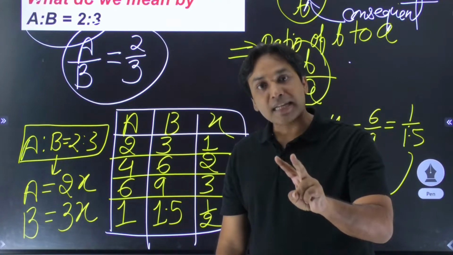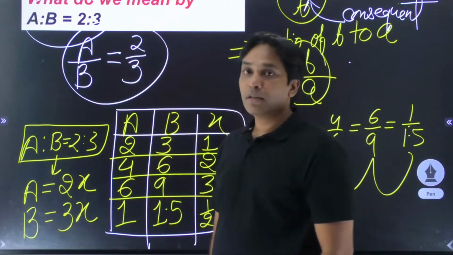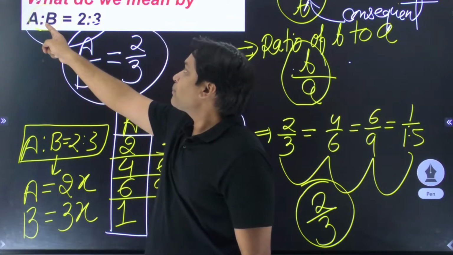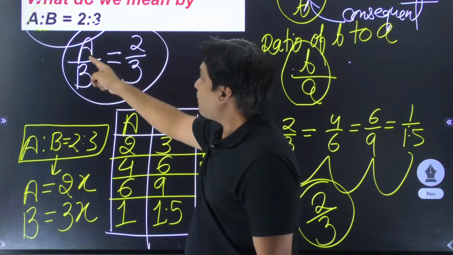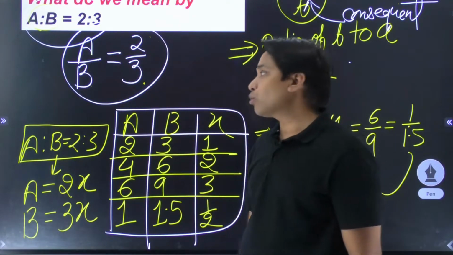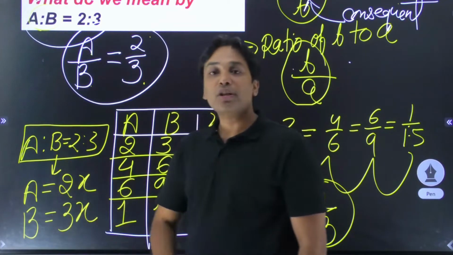So two understandings must be there. Understanding number one, when something is written as A is to B, then A upon B can be written as 2/3. Understanding number two, whenever this is written, please don't say that A is 2 and B is 3. They are not the absolute values.